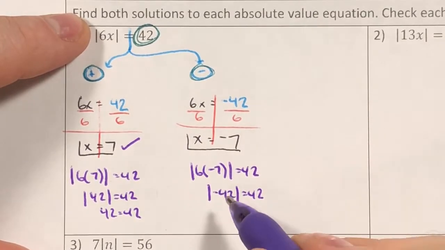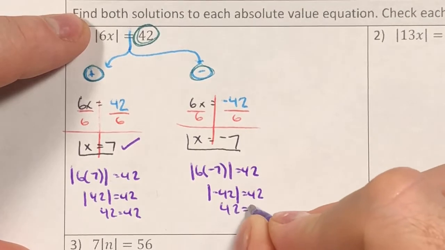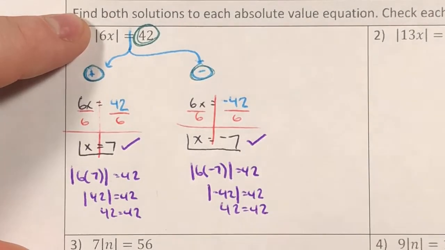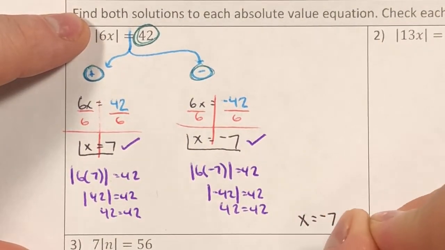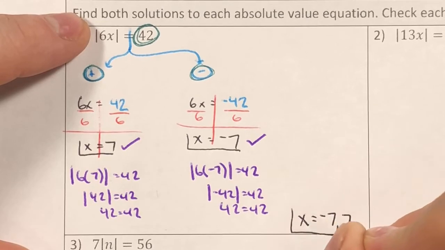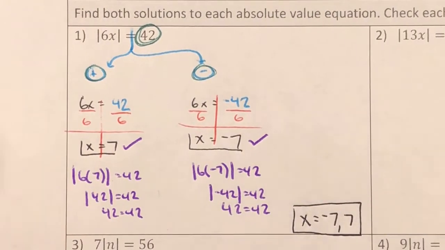The absolute value brackets, once we've isolated this, is going to convert that into a positive number. So 42 equals 42. So that has been validated, which means that my answer set is going to be x equals negative 7, comma, positive 7. Boom. And there we go. So we can see it's not too terribly complex.